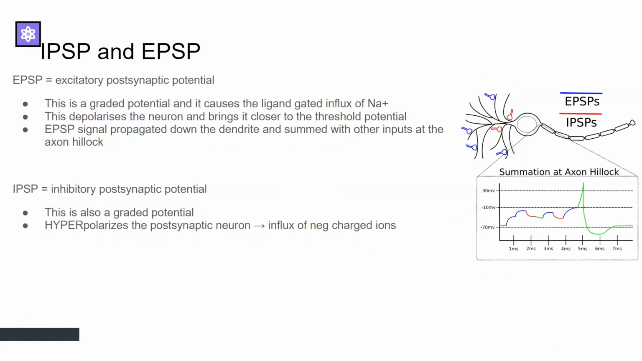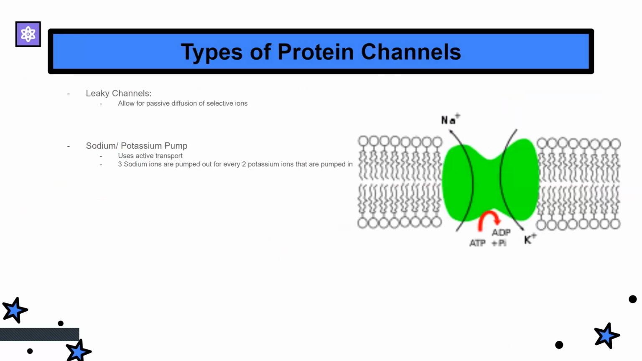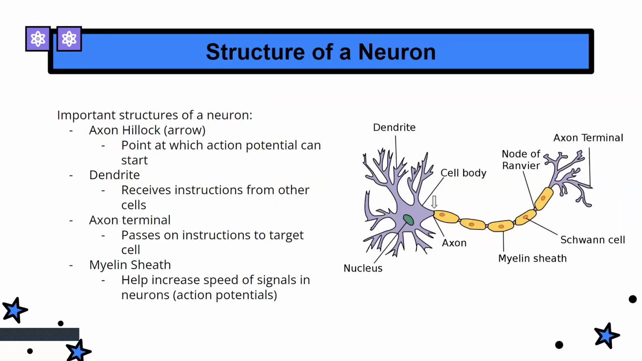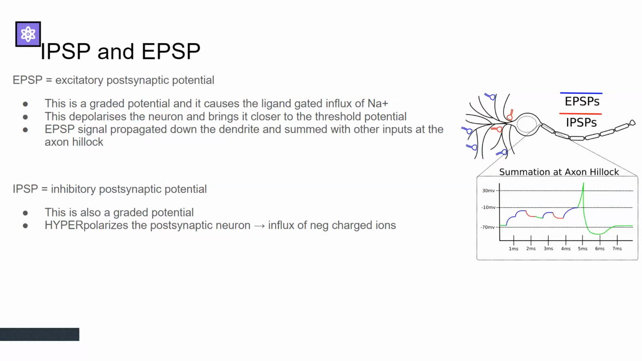Okay, IPSPs and EPSPs. Well, this action potential stuff happens because we want to carry a signal all the way down from the dendrite region, the cell body regions, down the axons and through the axon terminals. But what actually triggers that response in the first place? What causes that action potential to occur? It could be an instruction from a previous neuron. Now, you can have excitatory or inhibitory synaptic potentials.